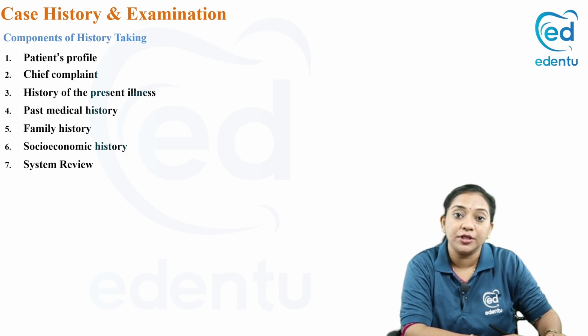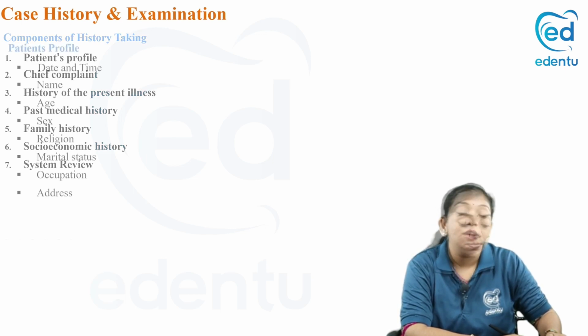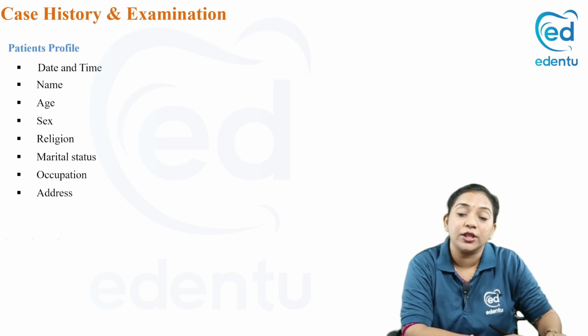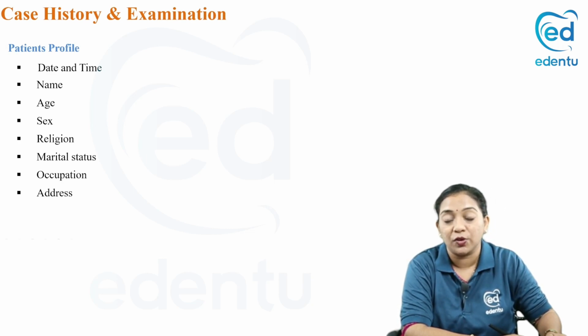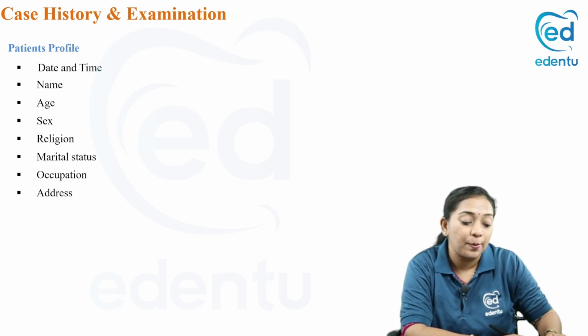Next, we'll see about the components of history taking. The first, the patient profile, the chief complaint, history of present illness, past medical history, the family history, socio-economic history, and the system review. First, we'll see about the patient profile. In the patient profile, the initial questions we are going to ask are the name of the patient, the age, the sex, and which religion. That is not that important, but some conditions are basically seen in certain religions alone. The marital status, the occupation, and address all come in the patient's profile.